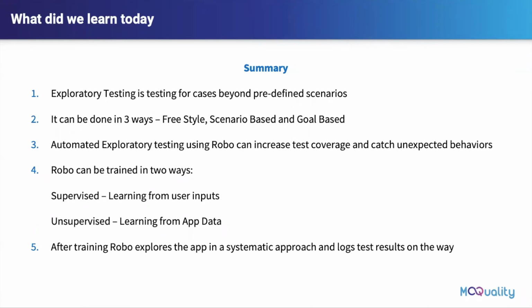With the Robo, we saw how the Robo is able to present different results, capturing all the screenshots and videos and logs on the way. And Pushkar taught us about how the Robo is trained today in two different ways. One being the supervised learning, where it's learning from user inputs, and the other being unsupervised learning, which is learning from the app data. And we saw examples of the Robo working on games and the Robo working on some of the business apps.